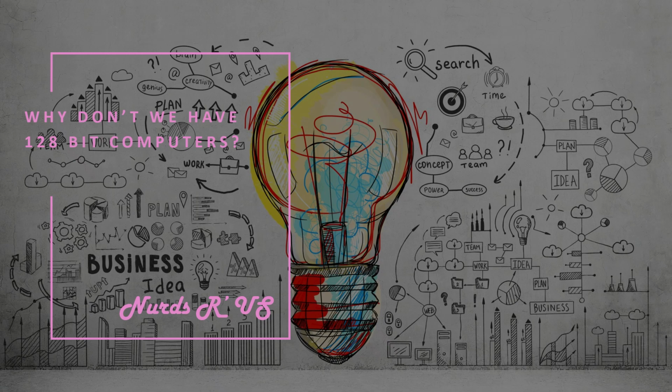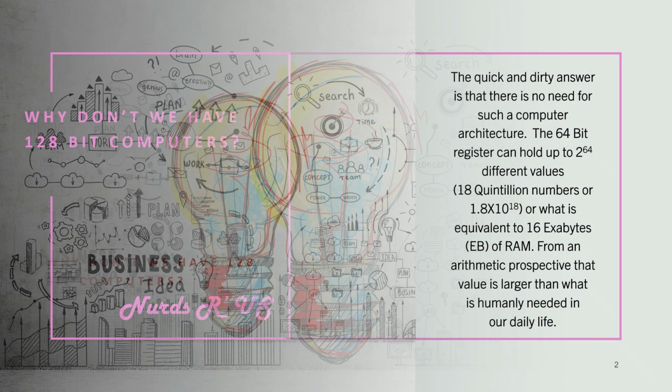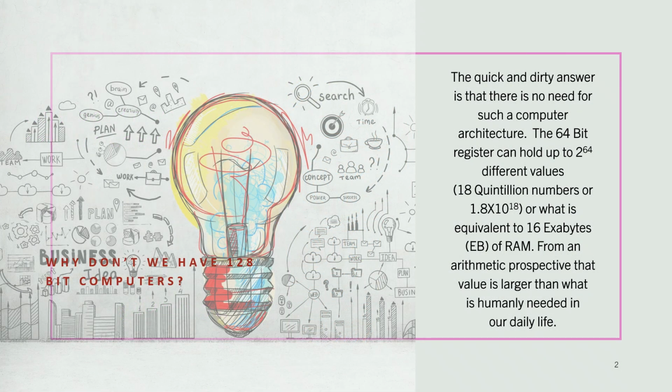Why don't we have a 128-bit computer? The quick and dirty answer is that there is no need for such a computer architecture. The 64-bit register can hold up to 2 to the power of 64 different values. That is 18 quintillion numbers, or 1.8 times 10 to the power of 19, which is equivalent to 16 exabytes of RAM. From an arithmetic perspective, that value is larger than what is needed numerically in our daily lives.